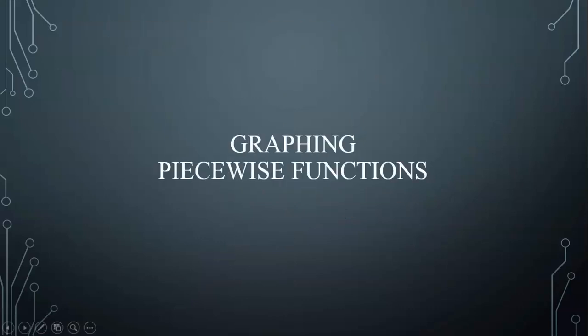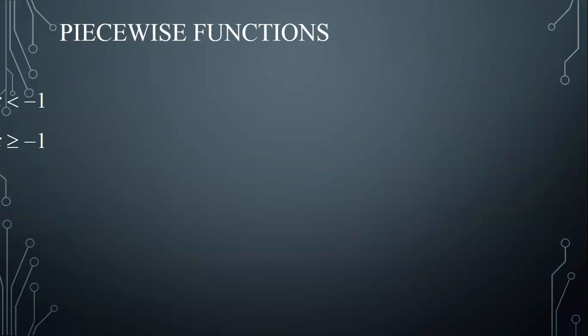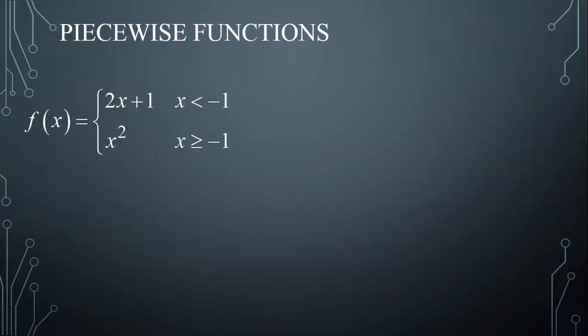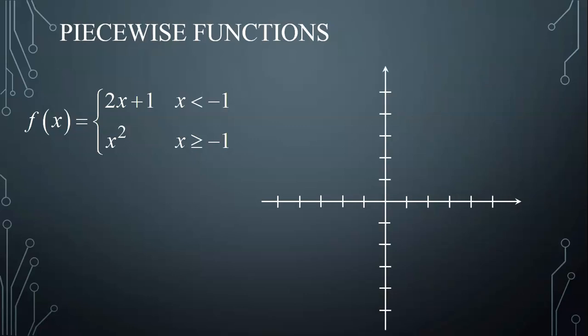Now, how do I graph piecewise functions? If I'm given this piecewise function defined by 2x plus 1 when x is smaller than negative 1, and by x squared when x is greater than negative 1, and I wish to graph it, I need to first start by pointing out for which value of x the function changes expression. In our case, it's for x equals negative 1.